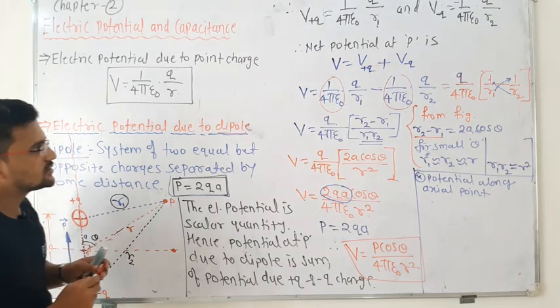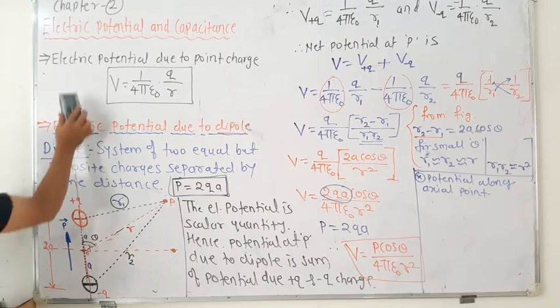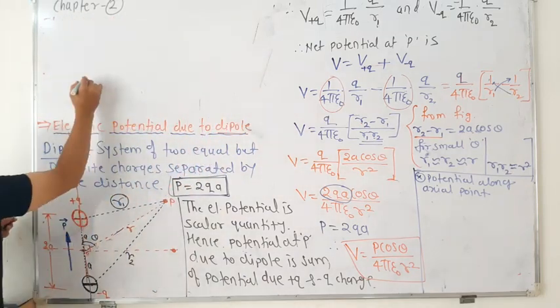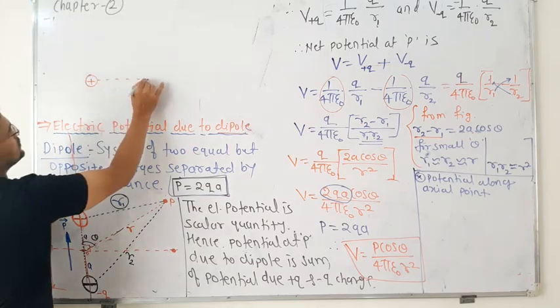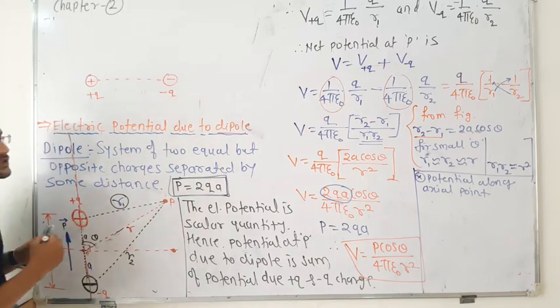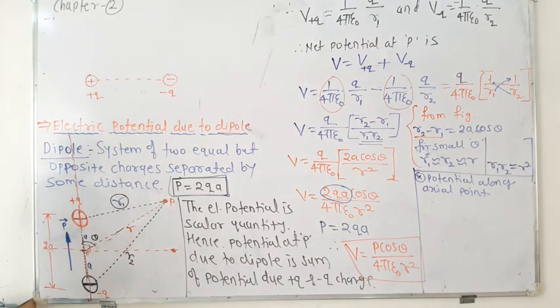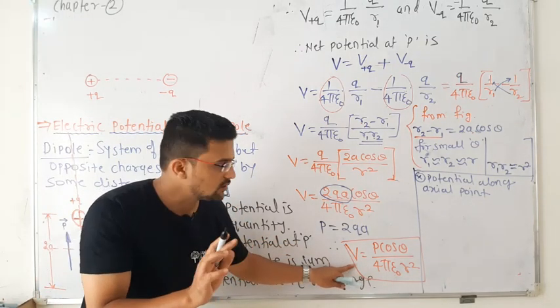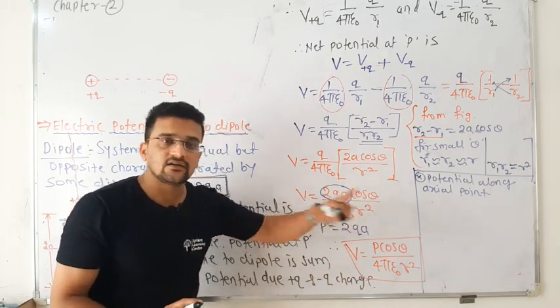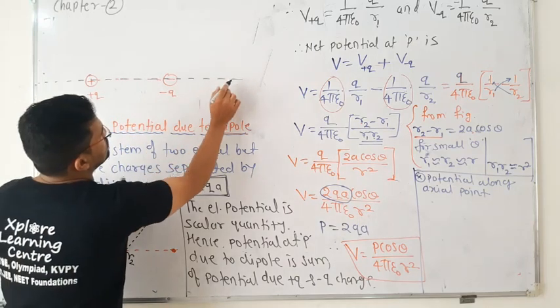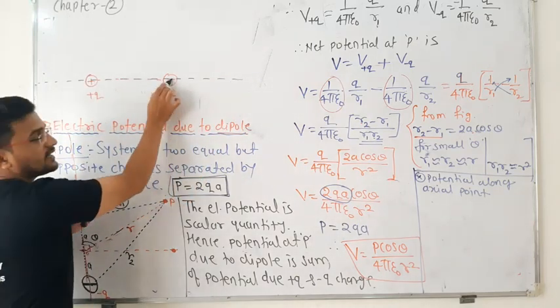Let me show you a small diagram of this. Suppose this is the positive charge and this is the negative charge, plus Q charge and minus Q charge. Now we have to find out the potential along the axial point. This is the potential at any point, but now our job is to find the potential at any point on the axial line. The axial line is the line which joins the positive charge and negative charge.